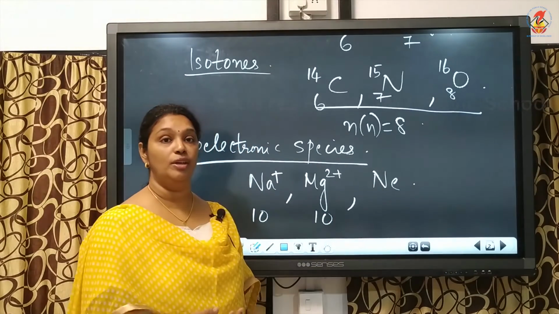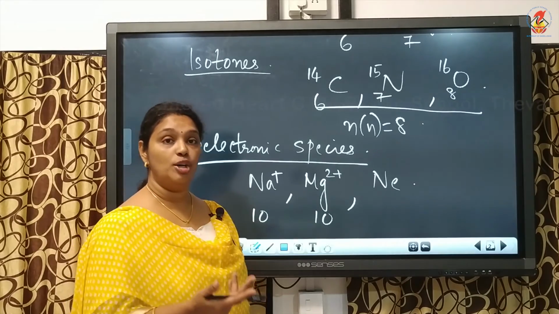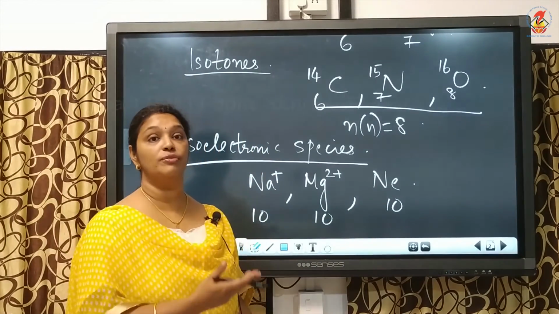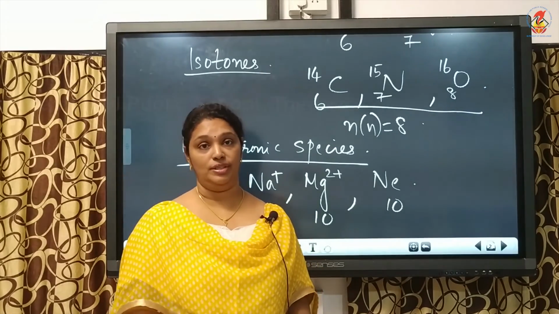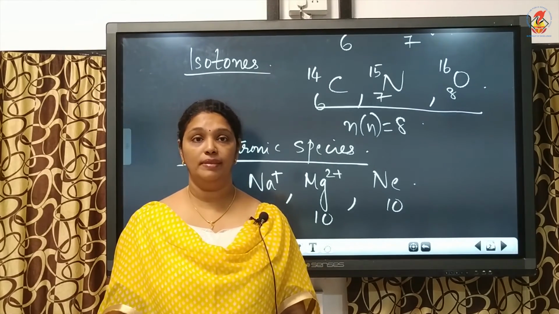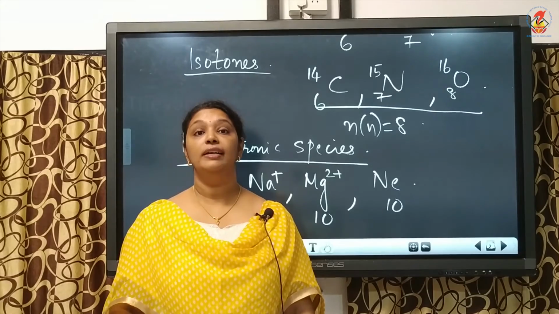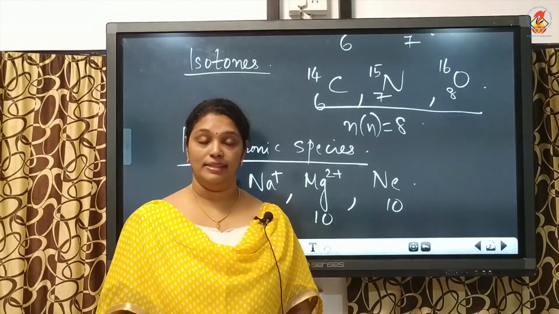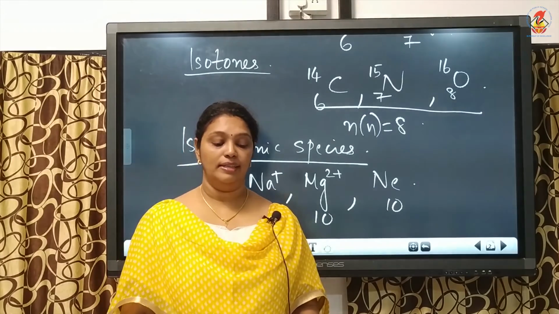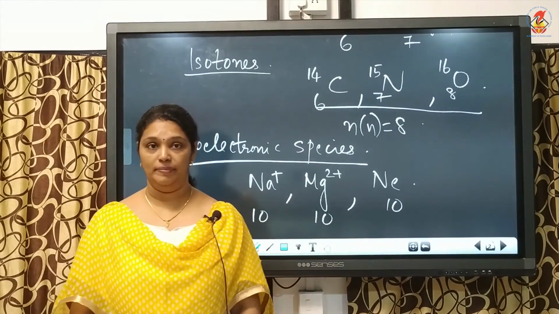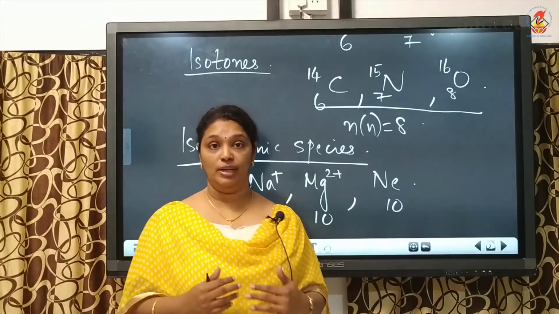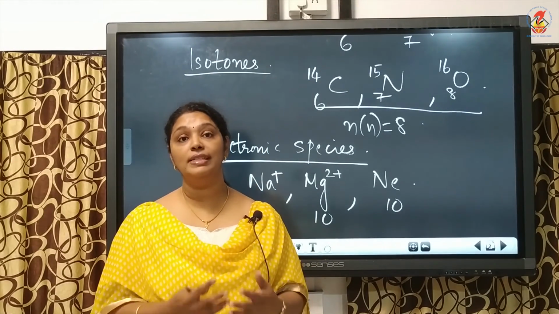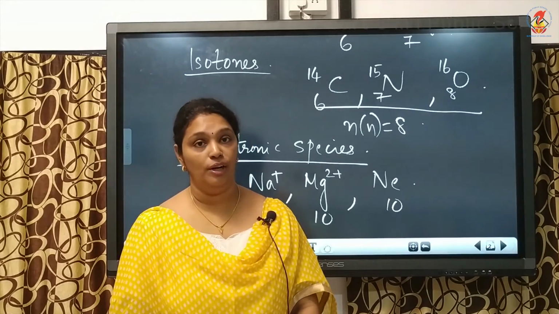Neon, the atomic number of neon is 10. Neon is a neutral atom, so the number of electrons is also equal to 10. So this forms an isoelectronic species. These are the terms that we have to study before we come to the Bohr model of atom. Next we are going to discuss the developments that led to the Bohr model of atom. Before we study the postulates of the Bohr model, we have to see the developments that led to it.